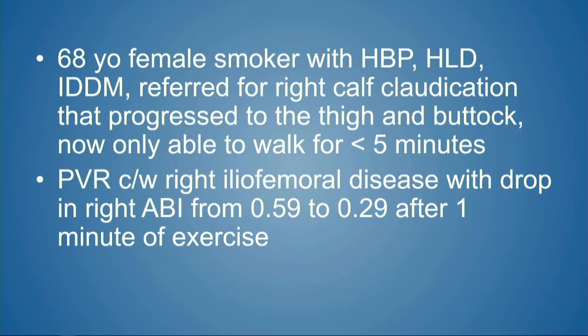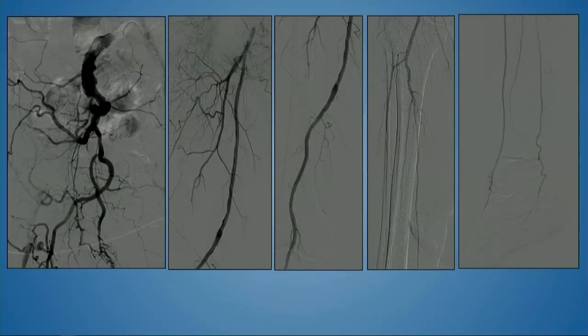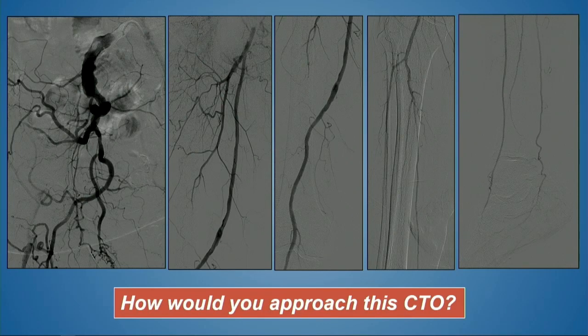This next case was a patient who had severe claudication that had progressed rather significantly, and there was some evidence of iliofemoral inflow disease. And sure enough, when we came up and over, there was an occlusion of the external iliac there, and it was really down to the level of the common femoral. So again, the question is, how would you try to do this?